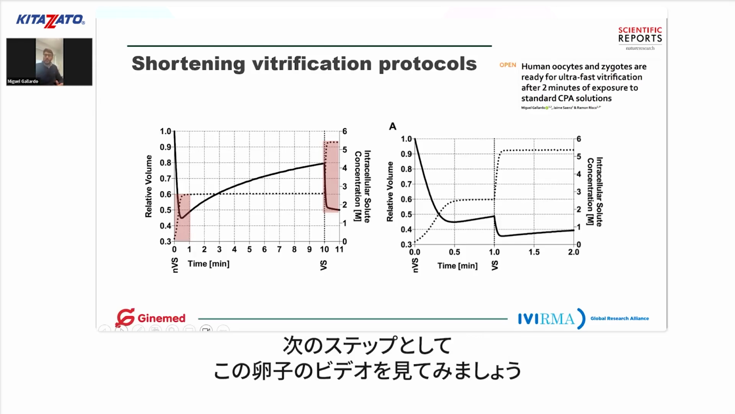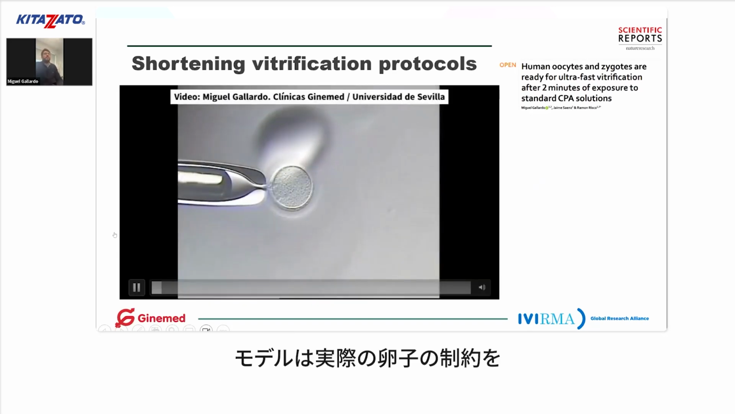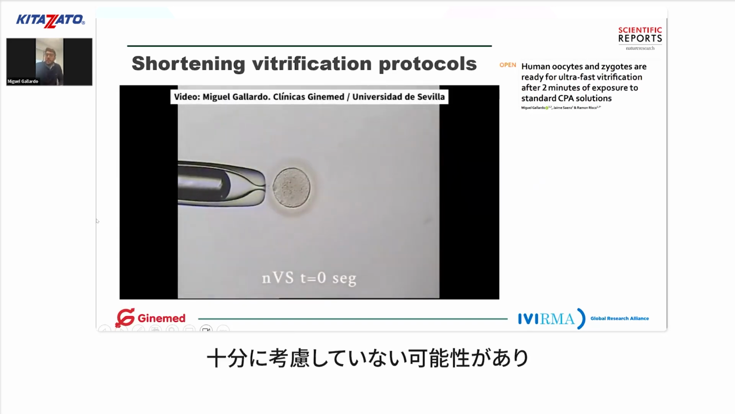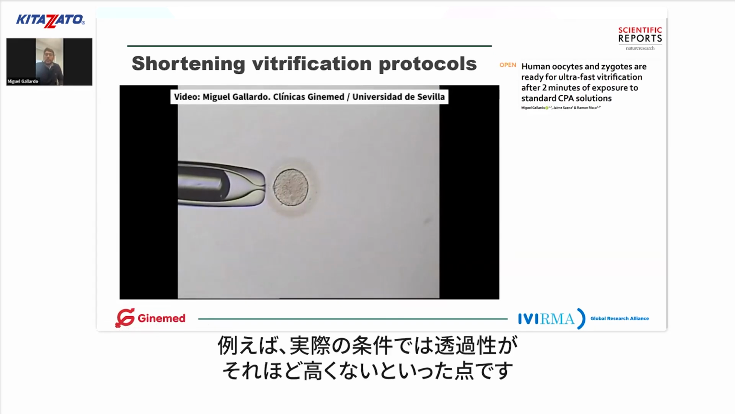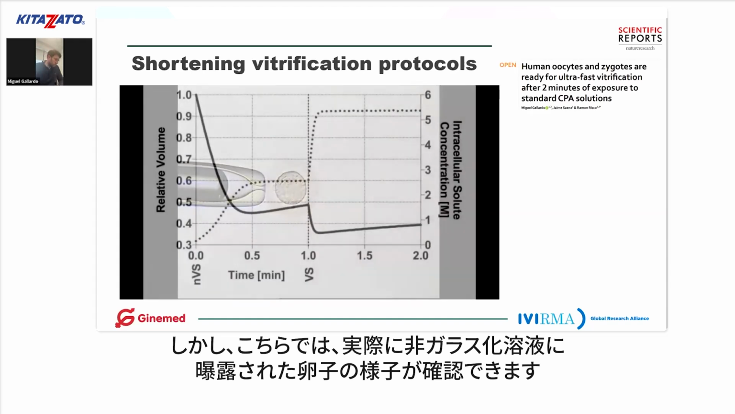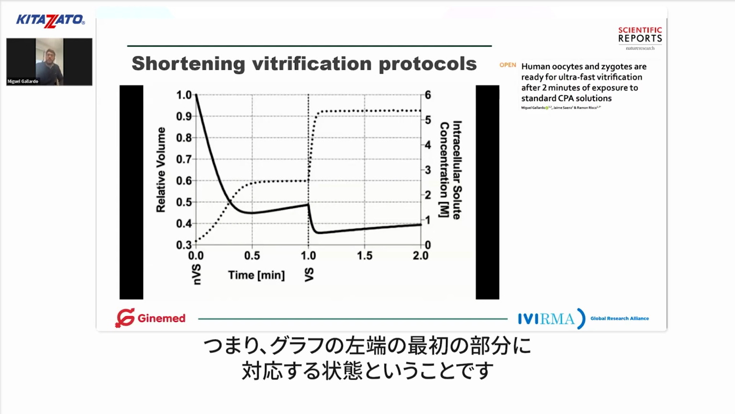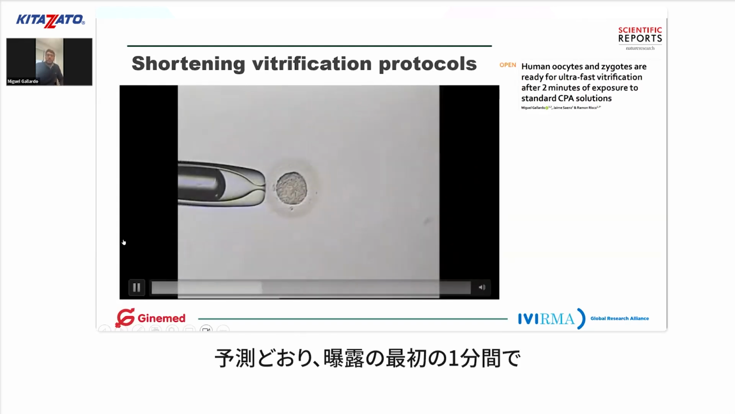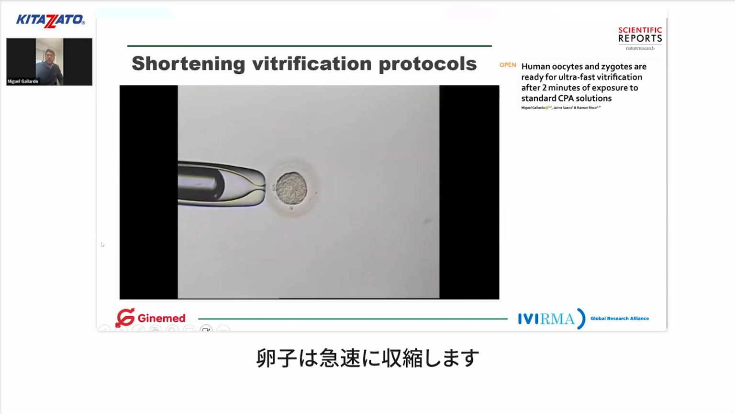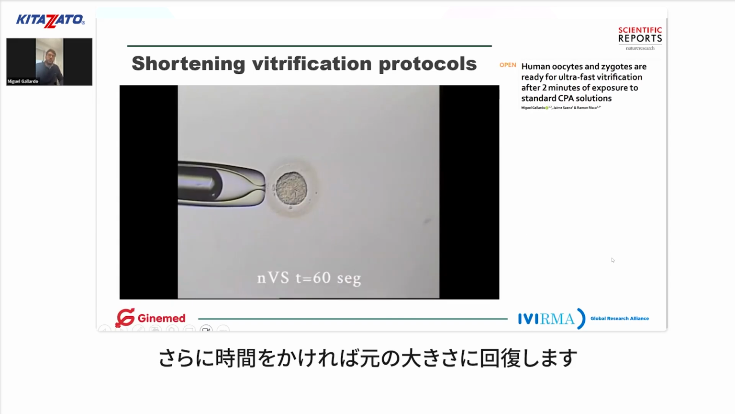But the next step is to look at this video of the oocytes, because the model maybe doesn't take into account some limitations of the oocyte. The permeability is not so high under real conditions and so on. But we can see that this is an oocyte that is exposed to non-vitrification solution. So this is the first left part of the graph? And as predicted, it's going to shrink quite fast during the first minute of exposure. And after that first minute, it's really reaching a stable volume, which will recover if we allow it more time.